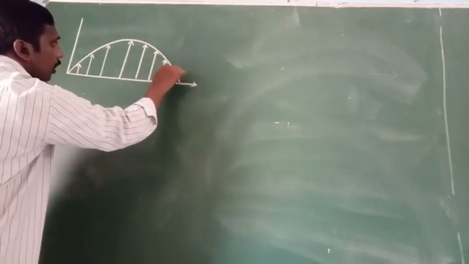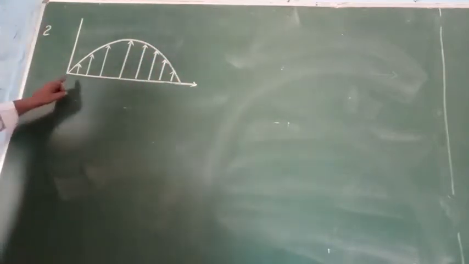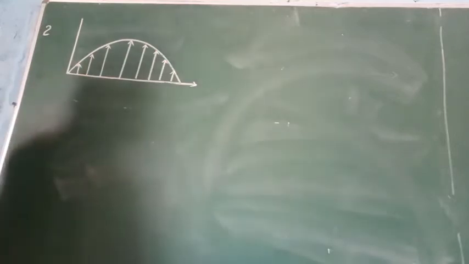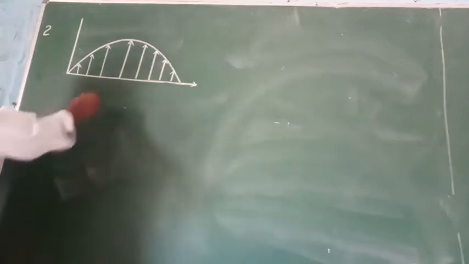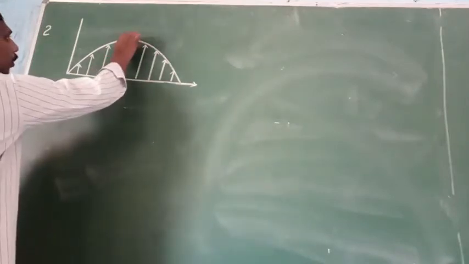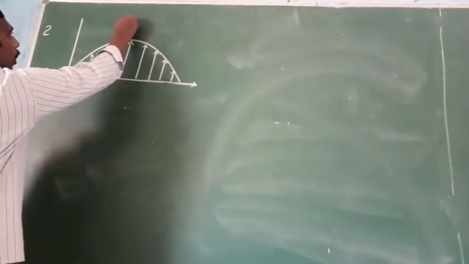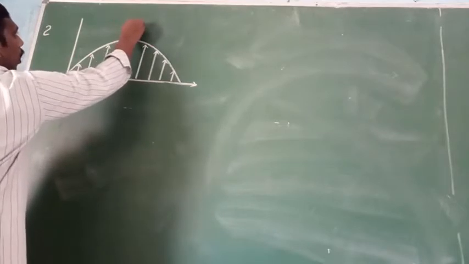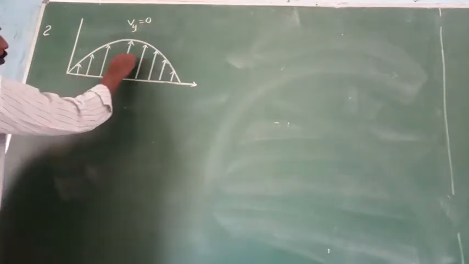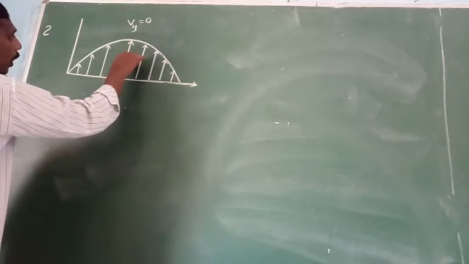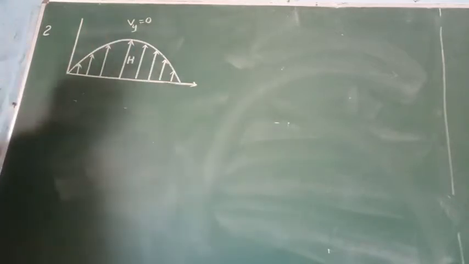Why does its height gradually decrease? Because by going in the upward direction, its velocity gradually decreases and it becomes zero at a certain height. At this height, the vertical component of velocity is equal to zero. This height is called maximum height, denoted by capital H.